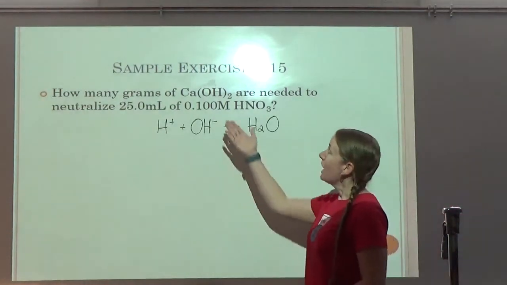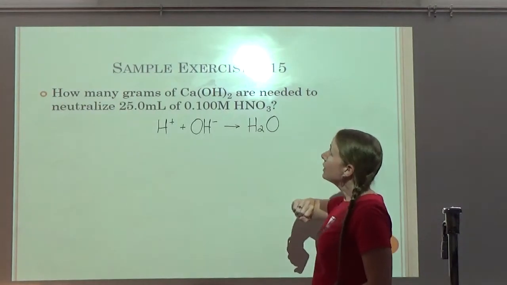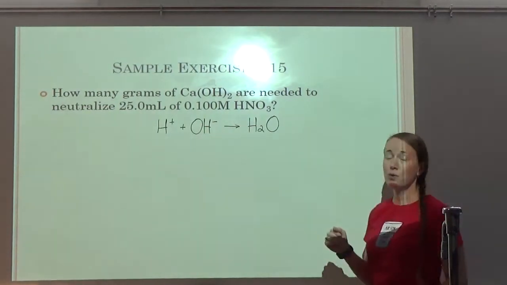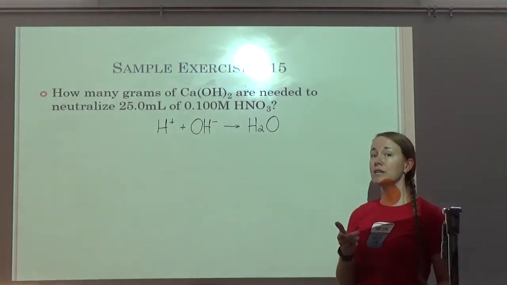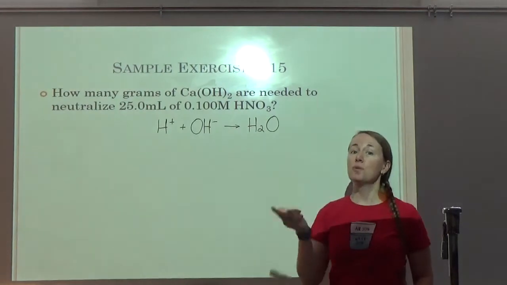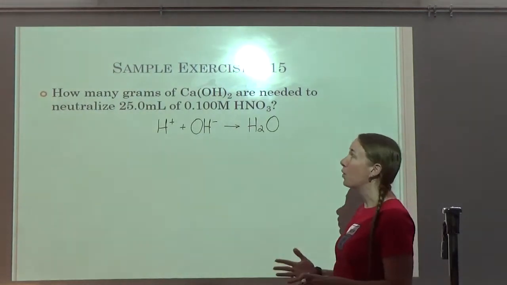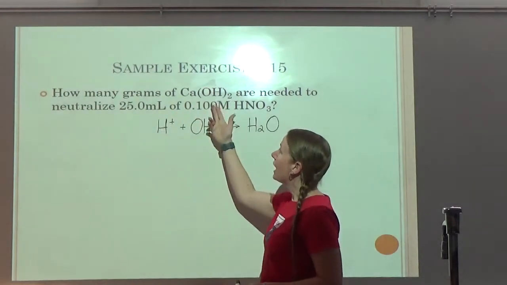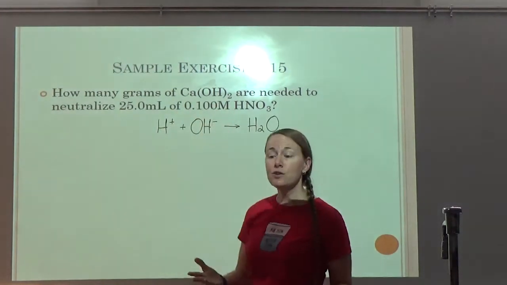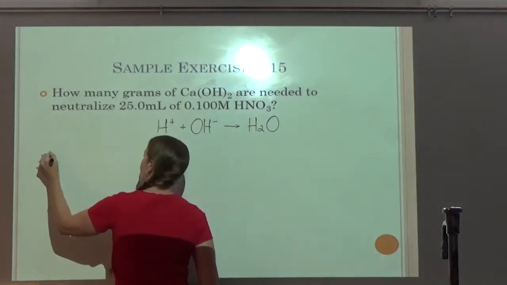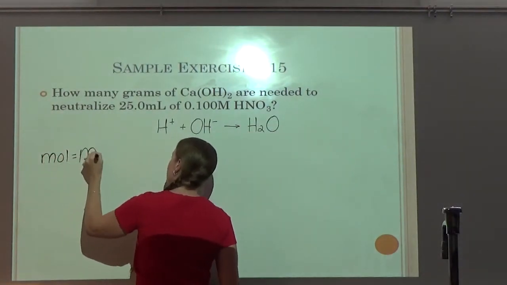Okay, so it says how many grams of calcium hydroxide are needed to neutralize 25 milliliters of 0.1 molar HNO3. Well, we remember from stoichiometry, the only way to compare 2 different substances is through moles, because we need to get to that mole ratio. So I know how many milliliters, I know my molarity, so I can use my molarity formula to solve for moles.